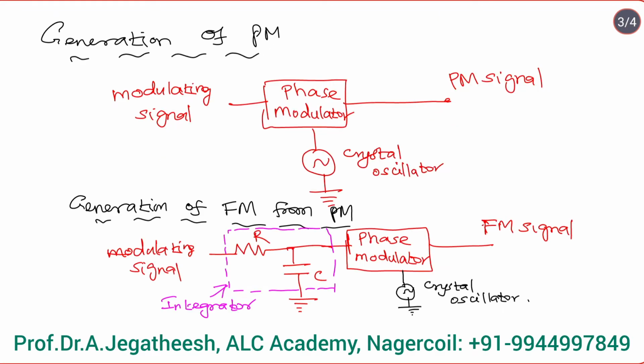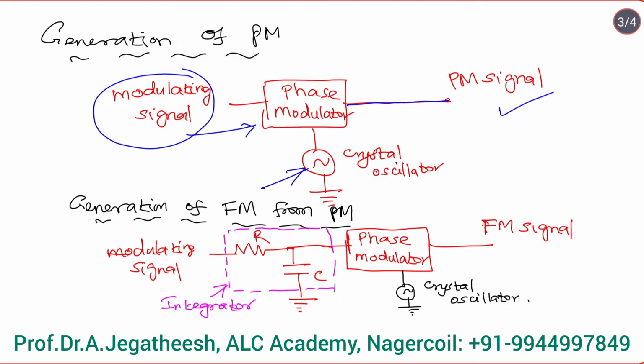Let us consider these two diagrams. The first diagram depicts the generation of PM. In the generation of PM, the modulating signal is directly given to the phase modulator along with the crystal oscillator. Then the output of the phase modulator will be the PM signal.